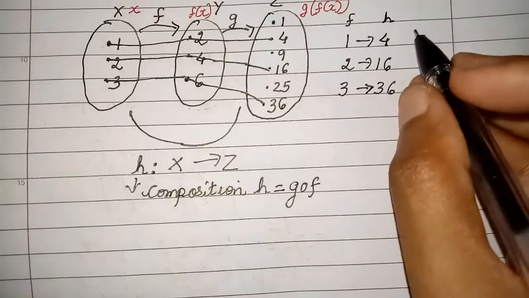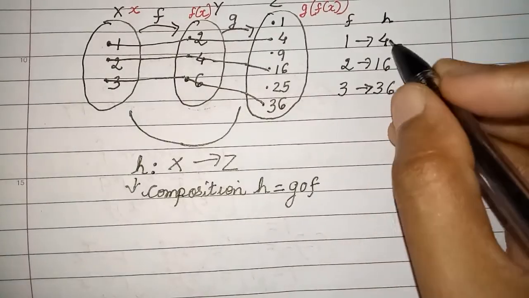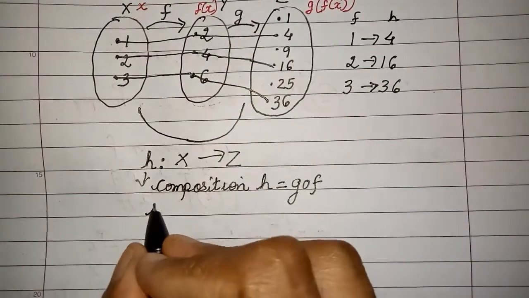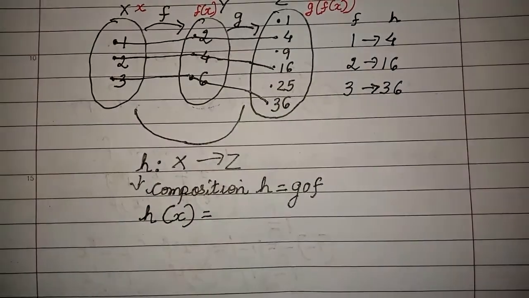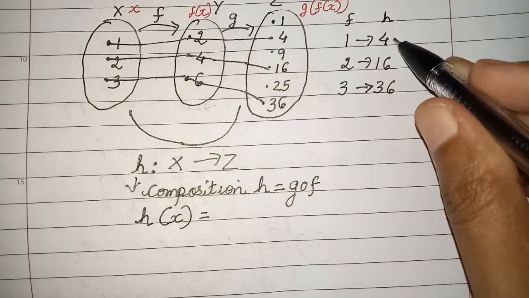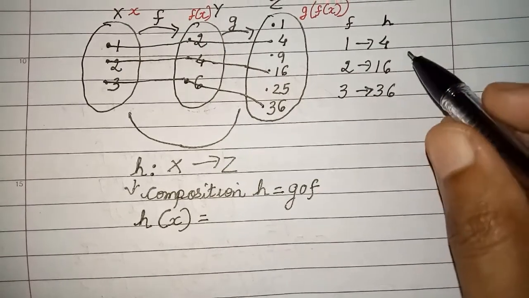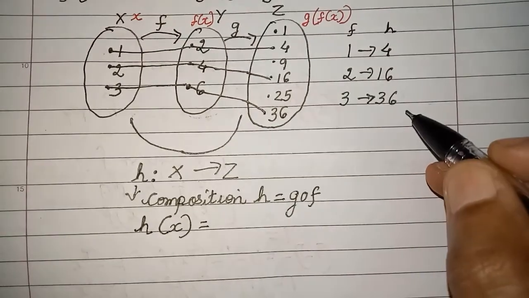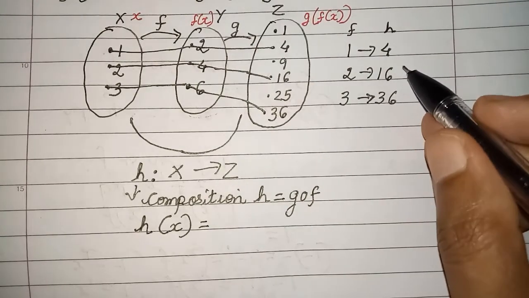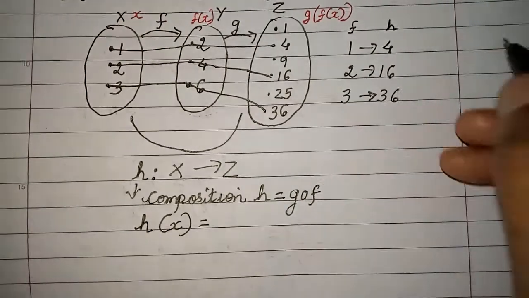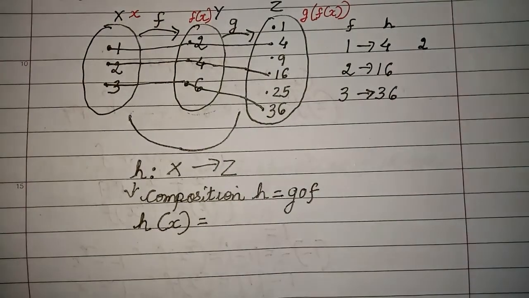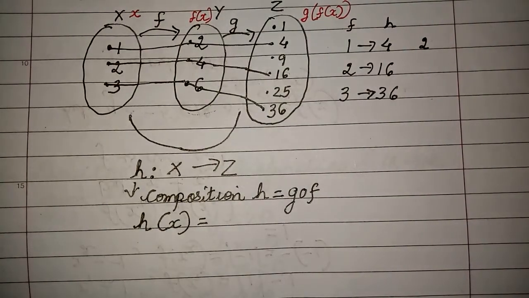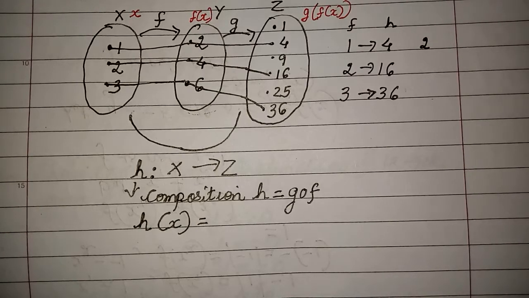So if I am able to write a common formula, then I can write how my h of x will look. If you look here, children, you can see that all these numbers are multiples of 4. 4 ones are 4, 4 fours are 16, 4 nines are 36. You can also smell some squares here. Yes or no? I can see 2 square, I can see 4 square, I can see 6 square.